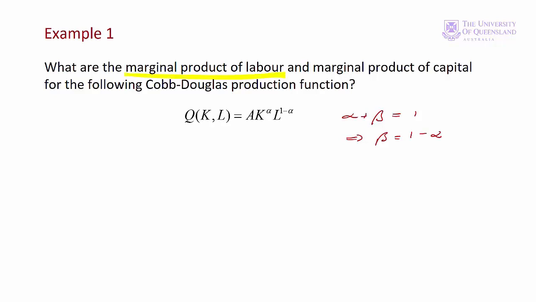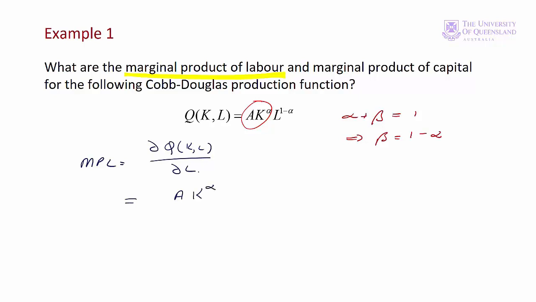As I noted earlier, the marginal product of labour is equal to the first partial derivative of q with respect to L. So we'll have del q, it's a function of K and L, del L. We're taking a partial derivative with respect to L, so we're treating K as a constant. A is also a constant, so we can just take A K to the alpha as a constant. So the marginal product of labour will be the constant A K to the alpha.